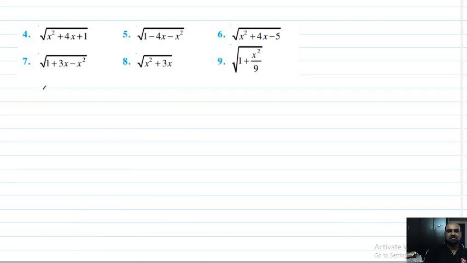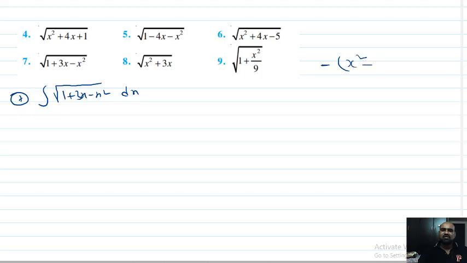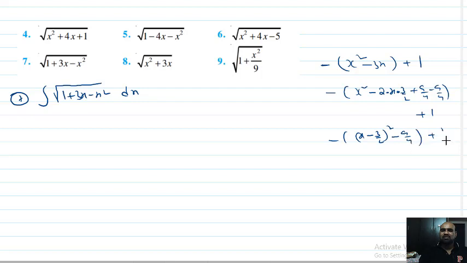Listen. Integral of root over 1 plus 3x minus x square dx. Here I want to simplify. Again, I want to take minus common here. There what happened? X square minus 3x outside plus 1. So, x square minus 2 into x into 3 by 2 plus 9 by 4 minus 9 by 4 outside, plus 1. So, minus of (x minus 3 by 2) whole square, minus 9 by 4 plus 1. Okay. So, 9 by 4 minus (x minus 3 by 2) whole square plus 1.